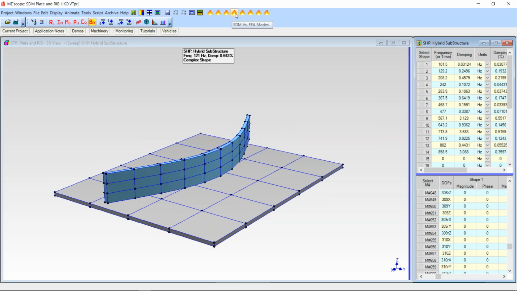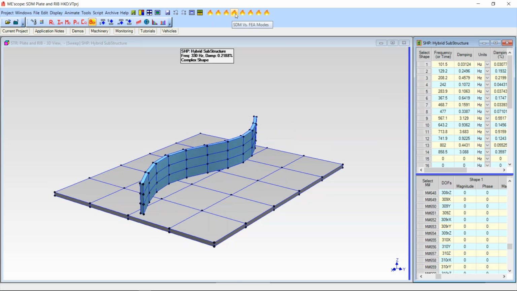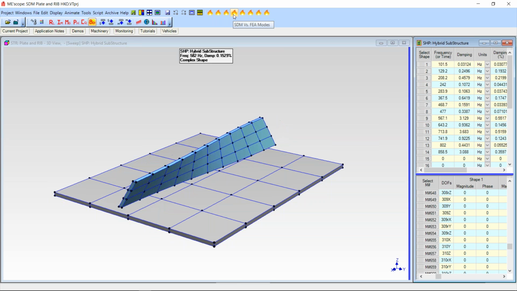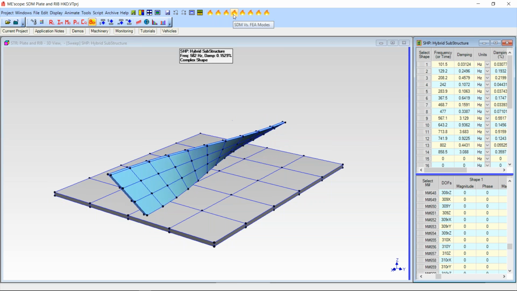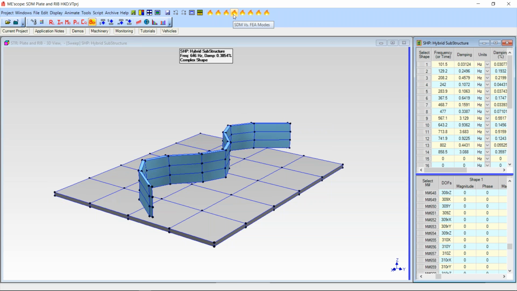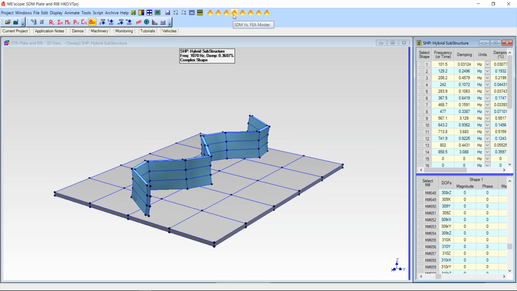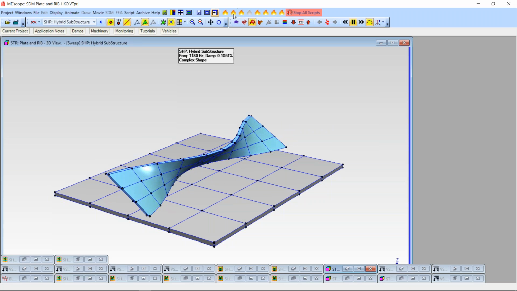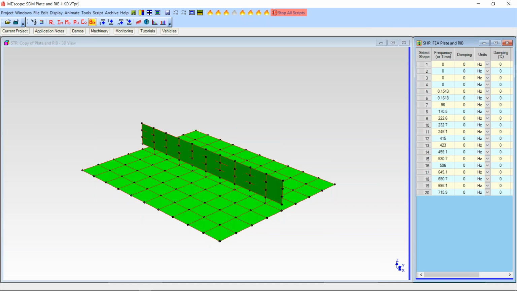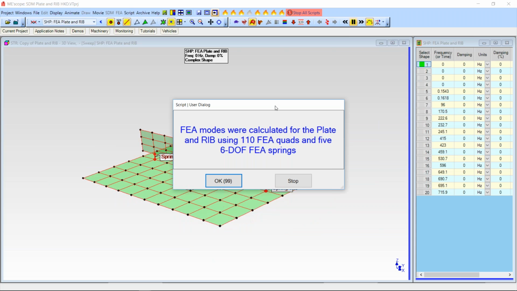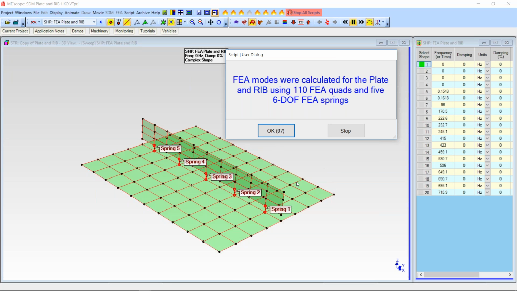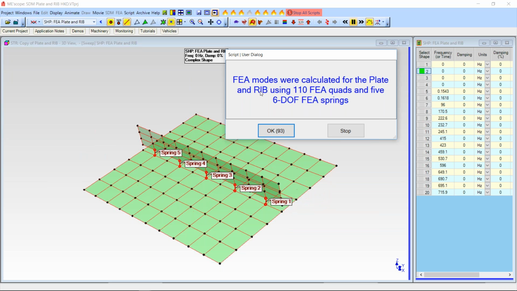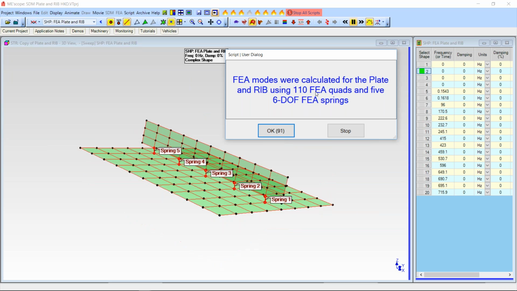All right, let's go ahead and do that because we're running out of time here. SDM versus FAA. So now we're going to go right ahead and solve for the FAA shapes with the springs between the plate and rib, and the SDM shapes, and come up with a comparison of the two. Okay, so here are the FAA shapes, FAA modes calculated between the plate and rib using 110 FAA.